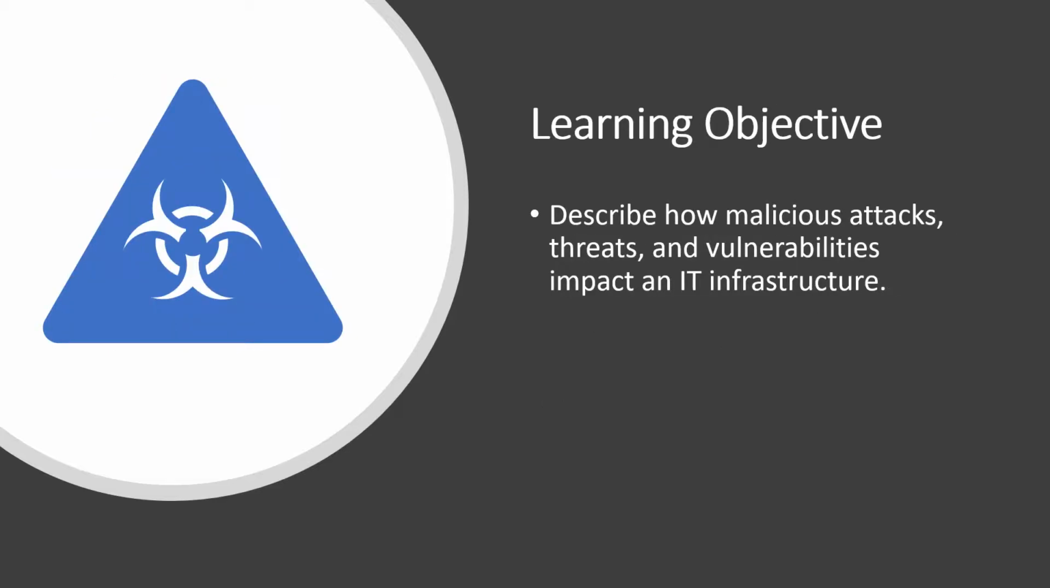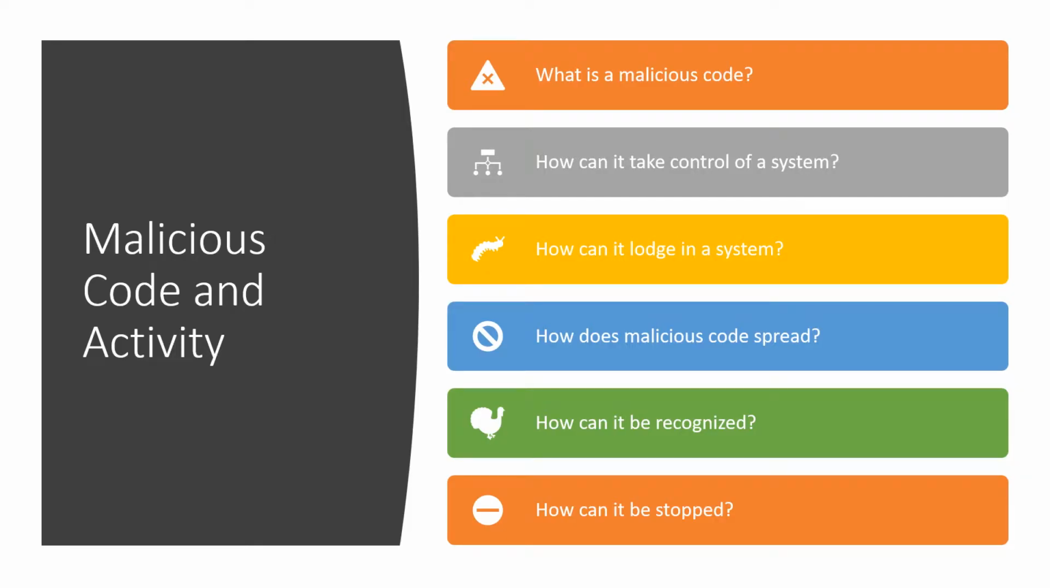This week, we will satisfy course learning objective 10: to describe how malicious attacks, threats, and vulnerabilities impact an IT infrastructure. Malicious code is used to describe any code that can be part of a software system or script that is intended to cause undesired effects, damage to a system, or security breaches.